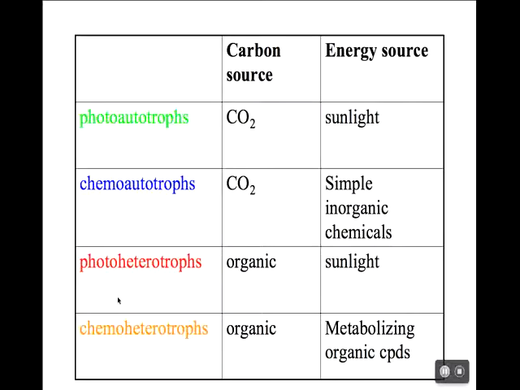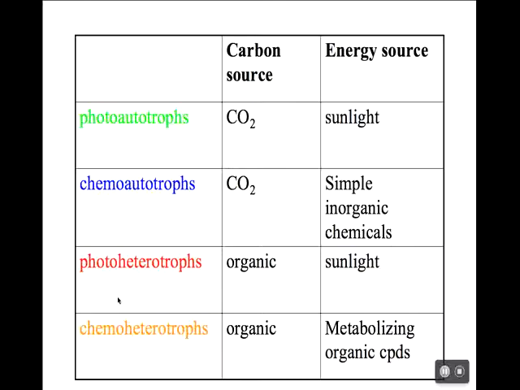So a photoautotroph, for example, takes the photo portion indicates that the energy source is light. The autotroph portion indicates that it gets its carbon from carbon dioxide. So a great example of a photoautotroph would be a plant or an algae, those organisms that are doing photosynthesis, as we've talked about it before.